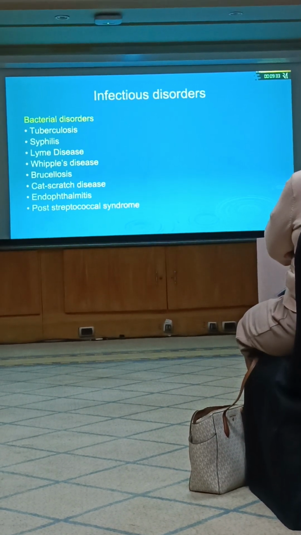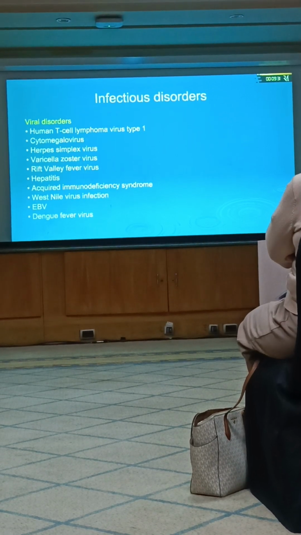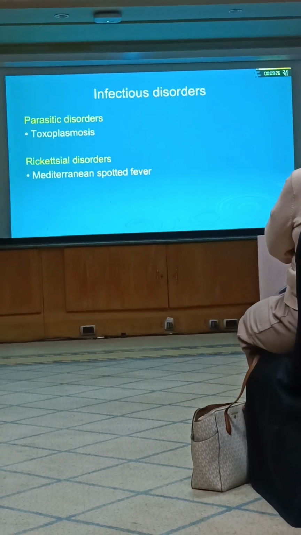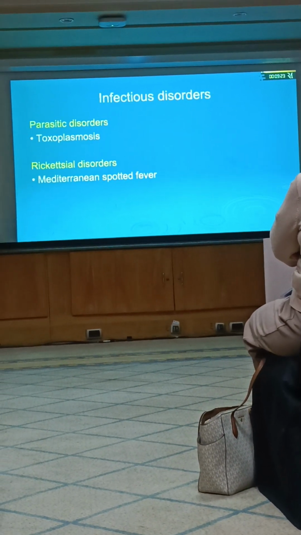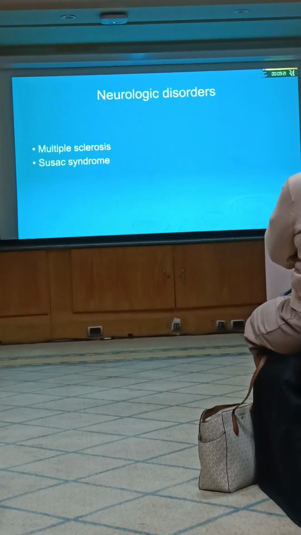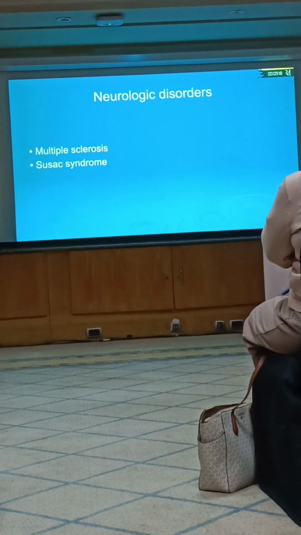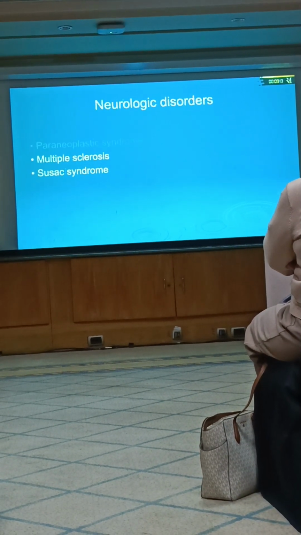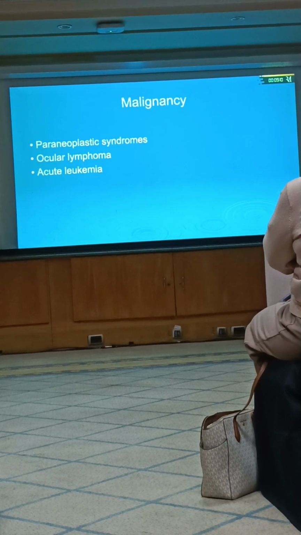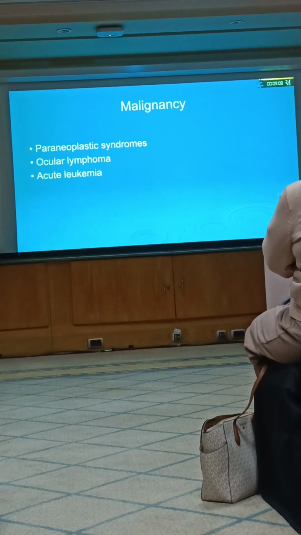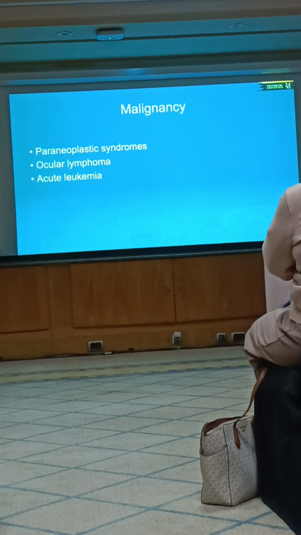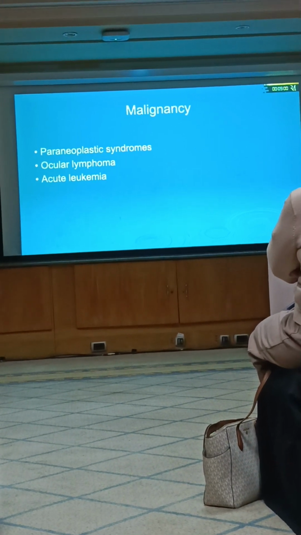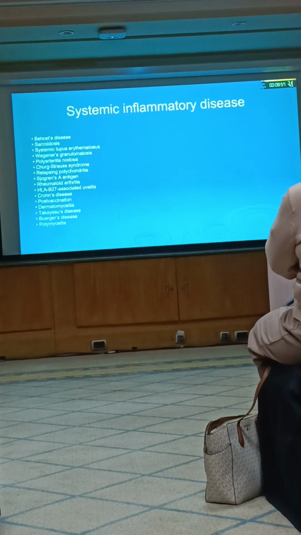These are only bacteria. And we have the viral causes. The whole group of the herpes family can cause retinal vasculitis. The parasitic etiology is mainly toxoplasma, and we also have rickettsial disorders. We have two important neurological disorders associated with retinal vasculitis: multiple sclerosis and Susac syndrome. Malignancy: we have paraneoplastic syndromes, and I have seen cases of CAR, cancer-associated retinopathy, with breast carcinoma, presenting with retinal vasculitis. Of course, we have to put ocular lymphoma and acute leukemia in our differential.